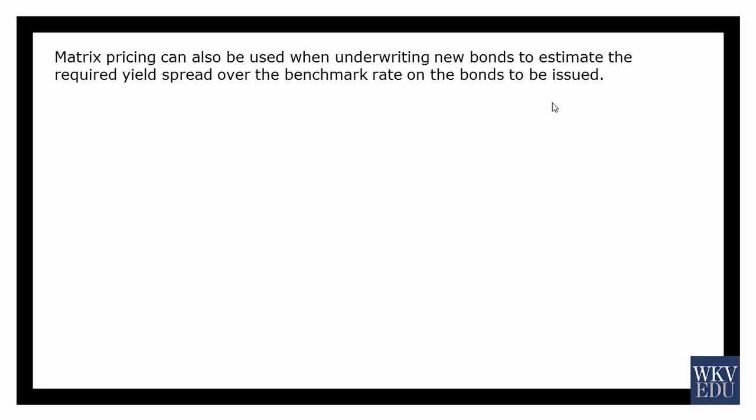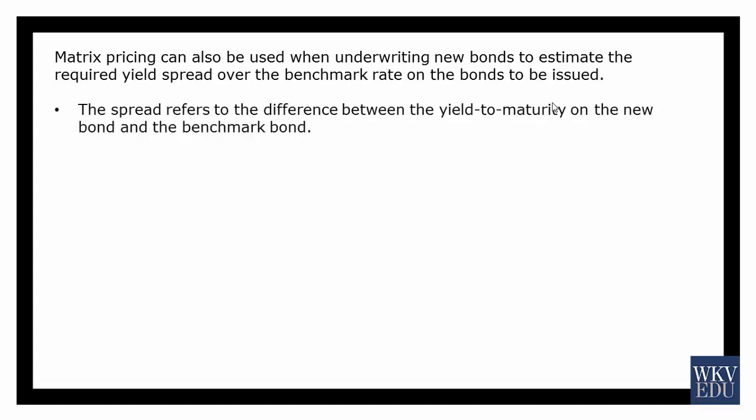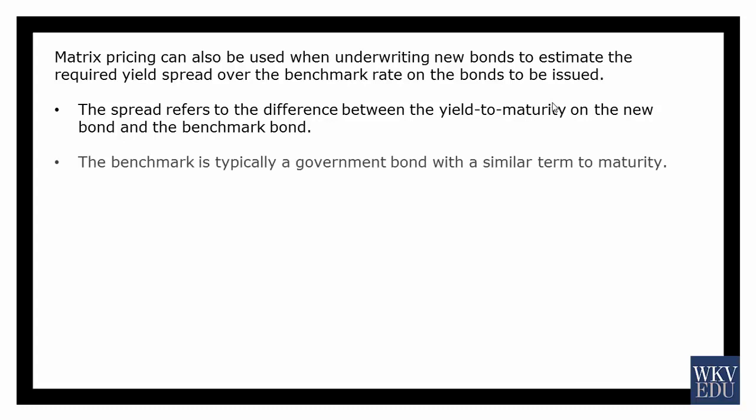Matrix pricing can also be used to underwrite new bonds to estimate the YTM spread over the benchmark rate on the bonds to be issued. This spread is the difference between the YTM on the new bond and the benchmark bond. It reflects the additional compensation offered by the issuer to compensate investors for differences in credit risk, liquidity risk, default risk, and tax status of the bond relative to the benchmark. The benchmark is typically a government bond with a similar term to maturity, and therefore the risks that I talked about are generally not present. Yield spreads and benchmarks are discussed later in this reading.